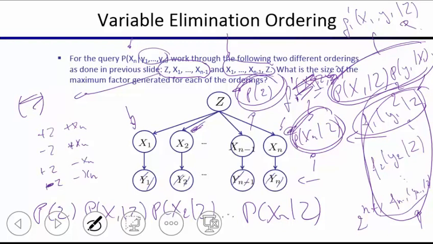And so that's very different from what happened if we initially joined on z, where the join on z brings together many, many variables, in fact, n plus 1 variables in a single big factor that's of size 2 to the n plus 1. So your work is exponential in the number of variables, but only linear in the number of factors you join.